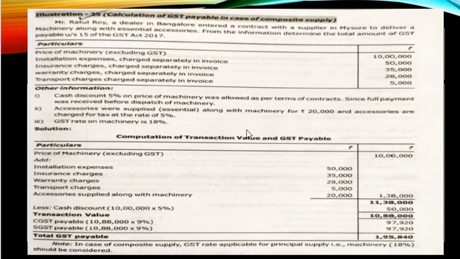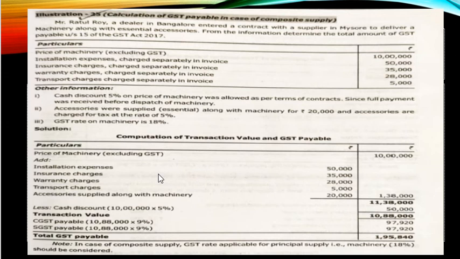For spare parts or accessories the rate can be different, and for the machinery it can be different. So when such a composite supply is made, for the accessories given along with buying machinery, the GST rate of the principal supply, that is the machinery, should be taken into consideration. What is the GST rate of machinery as given in the question? 18%. So we will be taking 18% on the total transaction value.